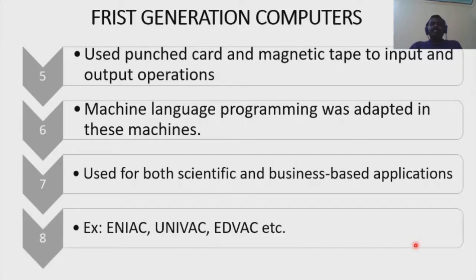Examples of the first generation computers are ENIAC, the Electronic Numerical Integrator and Calculator, UNIVAC, the Universal Automatic Computer, EDVAC, the Electronic Delay Variable Automatic Computer, etc. These are the examples for the first generation computer. Then we come across the second generation.